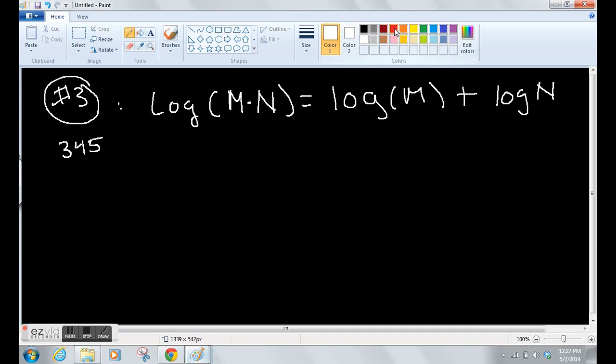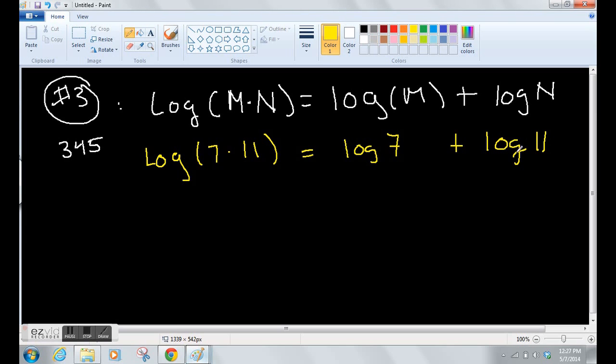So this would look like this. Suppose you had log base 10 of 7 times 11. Well, you could rewrite that as log of 7 plus log of 11. You're thinking, this doesn't help me at all, I could take log of 77, that's no big deal. But for some problems where one of these is a variable, they will come in handy, and it's very handy in calculus.